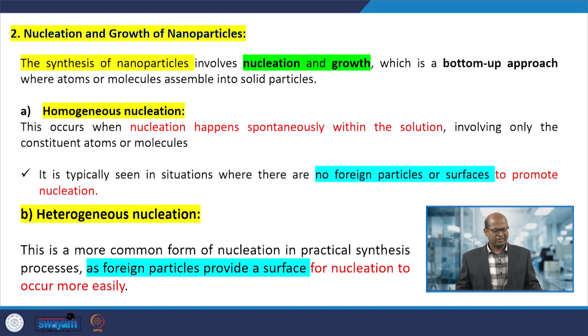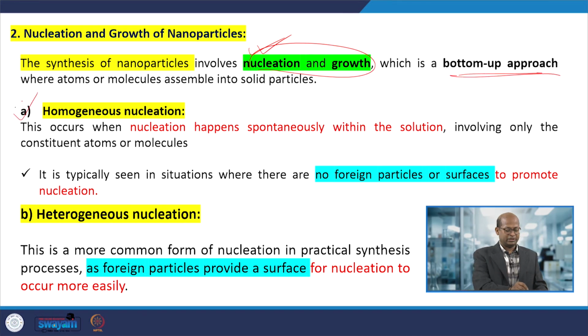So now, in the synthesis of nanoparticles by the colloid method, when colloid particles are formed, there are two steps: nucleation and growth. This is a bottom-up approach. We can categorize it into homogeneous nucleation and heterogeneous nucleation.